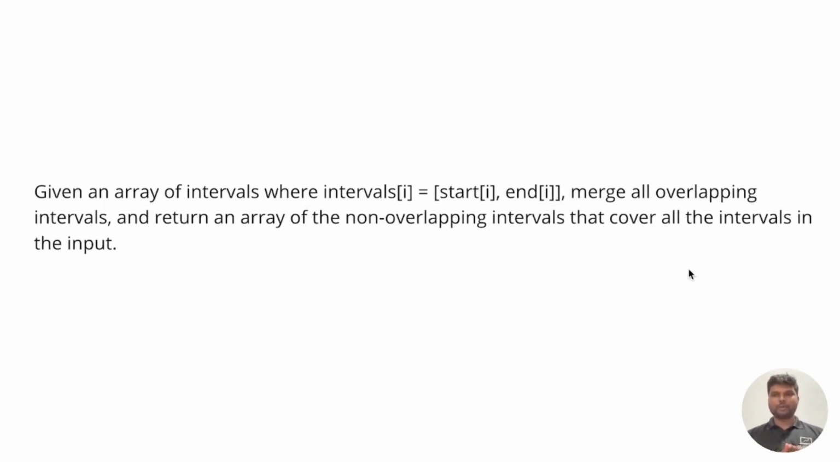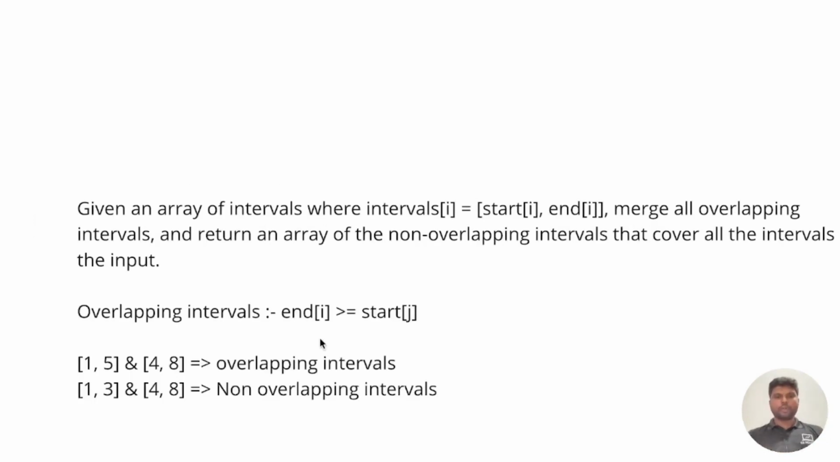Now let's discuss the problem statement, which is also given on the screen. You are given an array of intervals. An interval is nothing but an array of two elements, start and end. You need to merge all the overlapping intervals and return the array which contains all the non-overlapping intervals. So when do we call two intervals overlapping intervals?